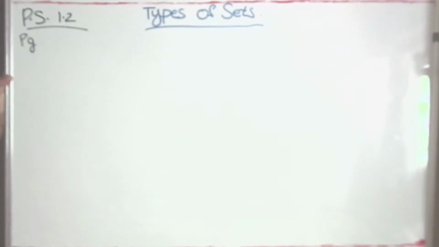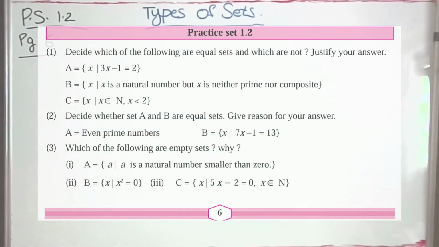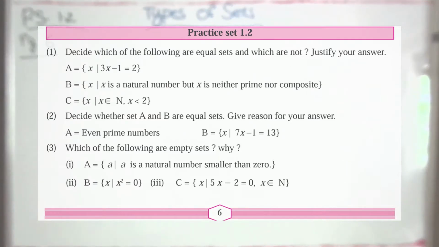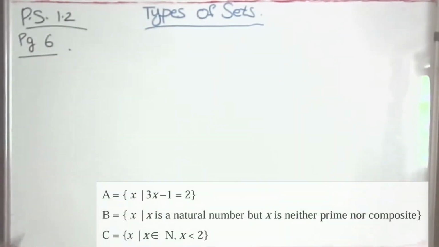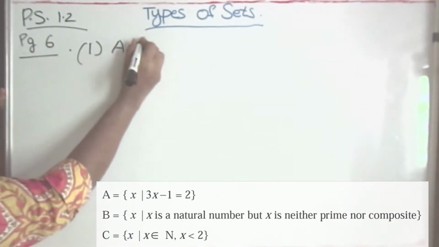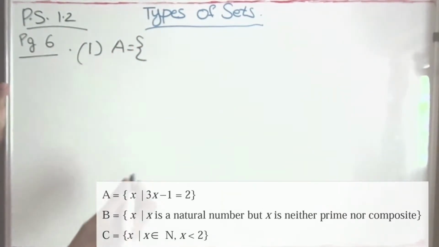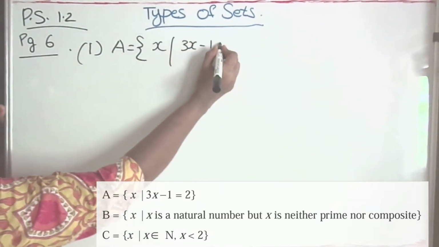Practice set 1.2, page number 6. Please open the textbook, page number 6. Look at the first sum. Decide which of the following are equal sets and which are not. Justify your answer. You have to tell the reason for it. So, the first sum is A is equal to {x such that 3x minus 1 is equal to 2}.